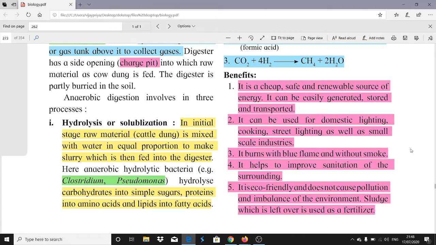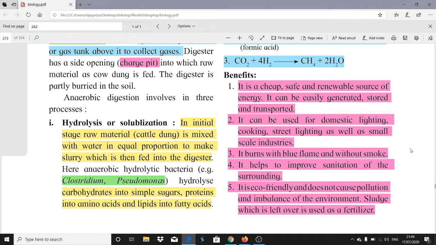It helps to improve the sanitation of the surrounding. It is eco-friendly and does not cause pollution and imbalance of the environment. So it keeps the environment in balance. It is eco-friendly, and it does not cause any pollution.